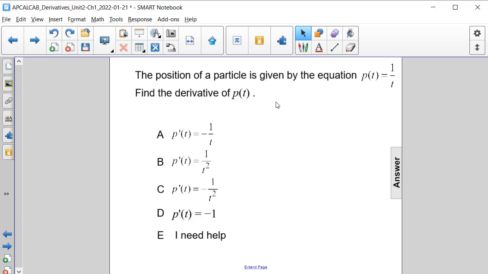The position of a particle is given by the equation P of t is equal to 1 divided by t. Find the derivative of P of t.